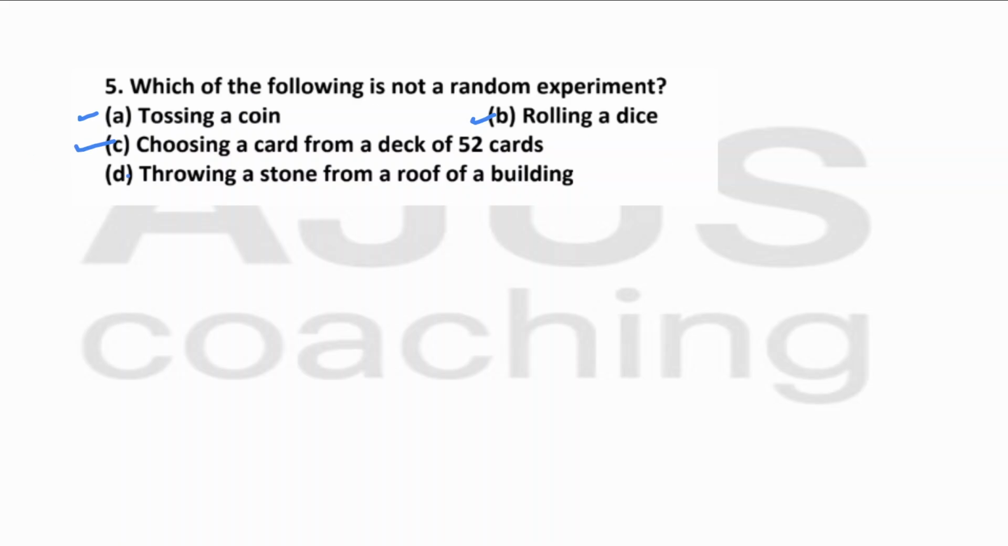So definitely then this is the answer. Throwing a stone from the roof of a building is not a random experiment. Throwing only one stone is not. Maybe throwing thousands of stones could be a random experiment. But one stone from the roof of a building cannot be classified as a random experiment. So you please correct your answer.